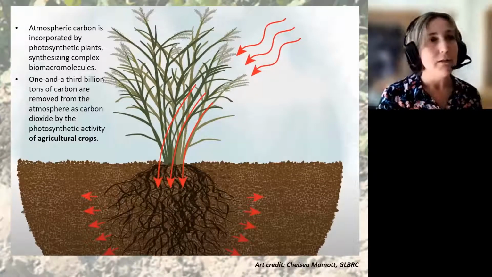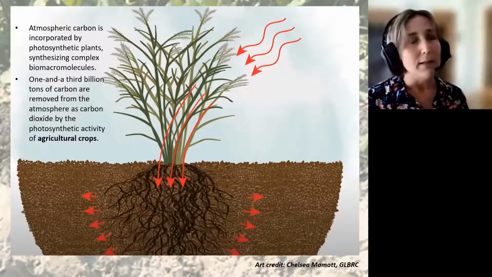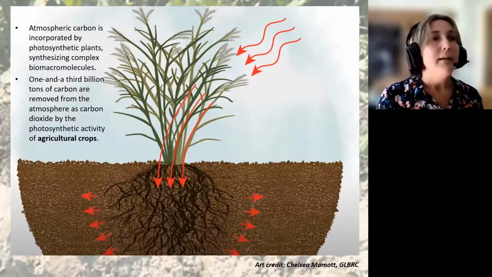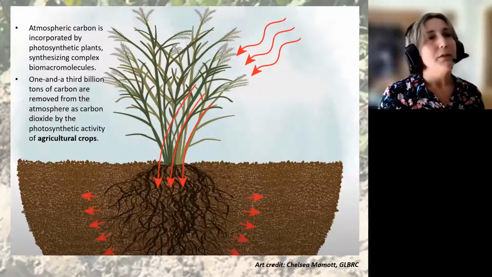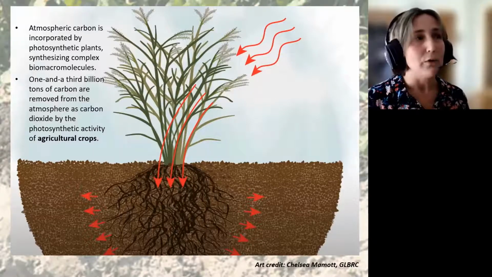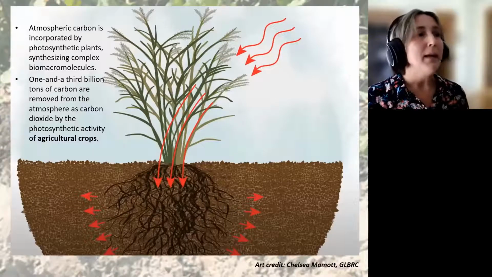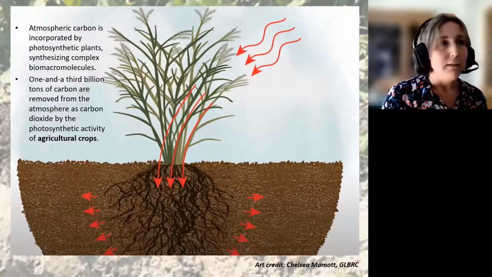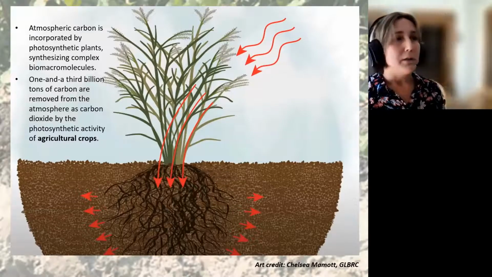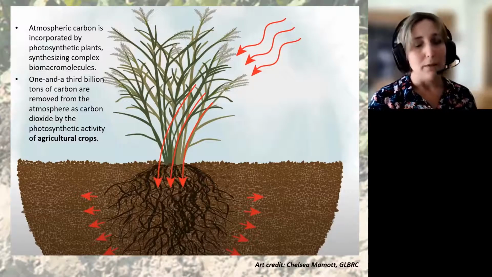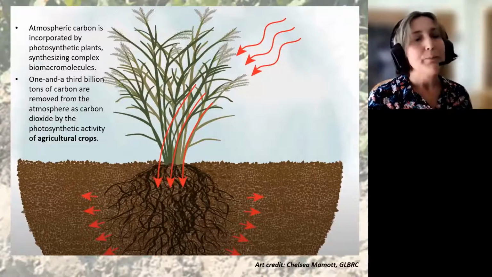The lion's share would come from the plants. The plants, through a process of photosynthesis, take CO2 from the atmosphere, use it to build their bodies, including their roots, and leave a lot of it in the soil. And agricultural crops, for once, play a major role in it as well. All agricultural crops annually put more than 1 billion tons of carbon underground.